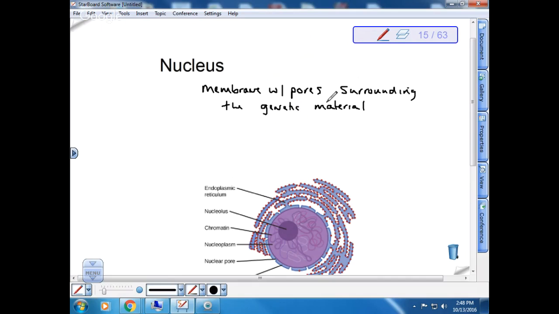So the genetic material, in most instances when the cell is not getting ready to reproduce, is what is referred to as chromatin. So this is loose, uncondensed DNA plus what are referred to as histone proteins. Okay, so that's the chromatin in here.